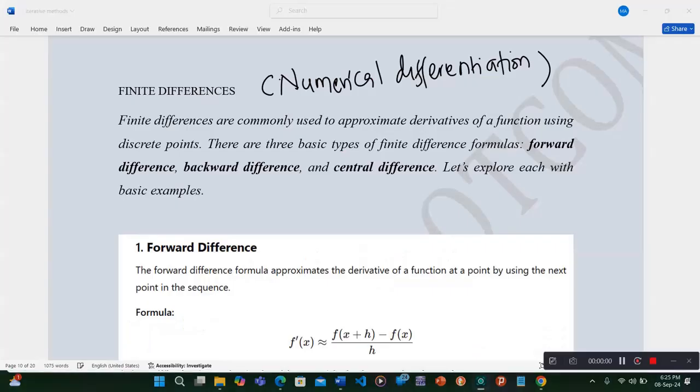What are the finite differences? These are commonly used to approximate derivatives of a function using discrete points. There are three basic types of finite difference formulas. We have the forward difference, the backward difference, and the central difference. Let's look at each.